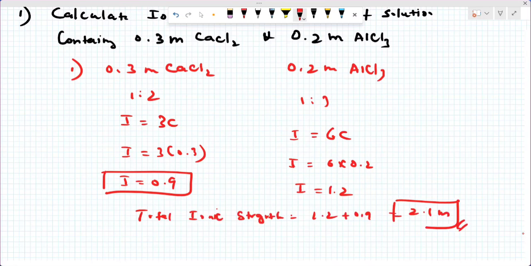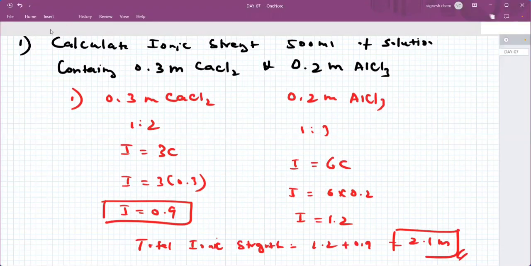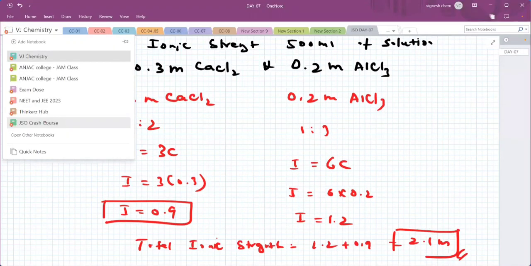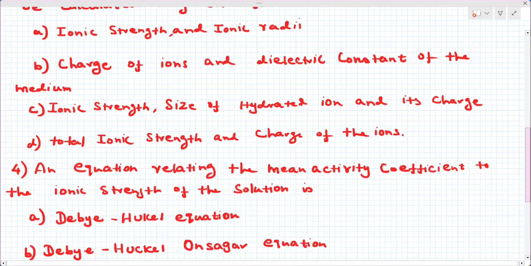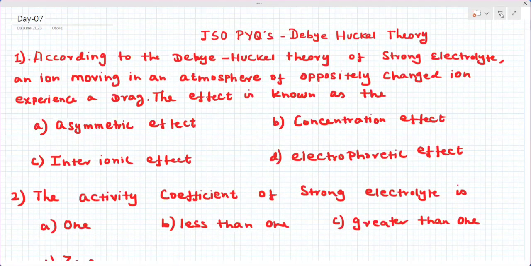But that is about today's class. I will discuss the previous questions, just wait. There are 4 questions asked, and the first question is very simple.